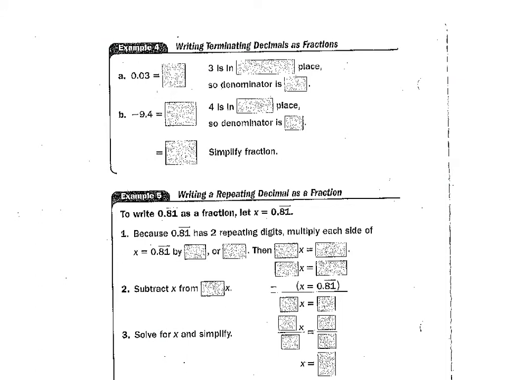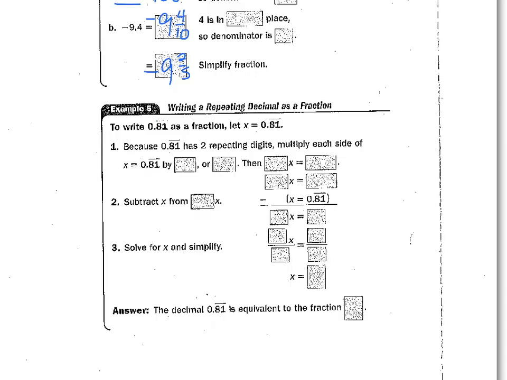Okay, writing terminating decimals as fractions. Read this the way it's written mathematically. It's 3 hundredths, so we're going to write 3 over 100 and reduce. Negative 9.4, that's negative 9 and 4/10, so we write negative 9 and 4 over 10, and reduce, and you get negative 9 and 2/5.